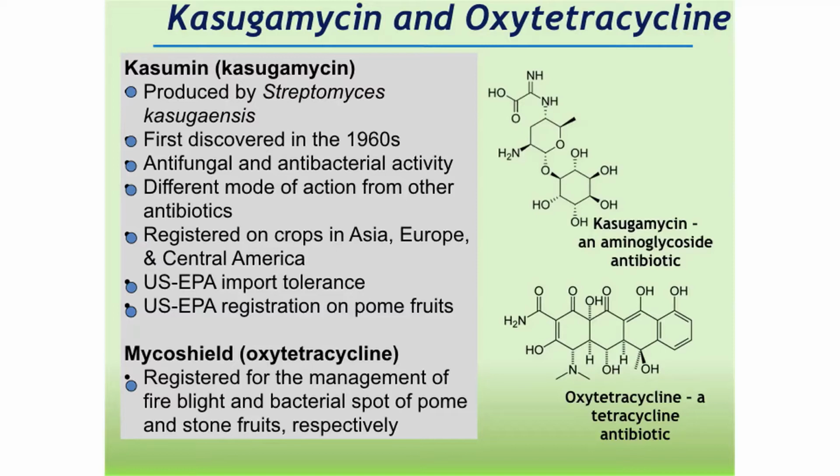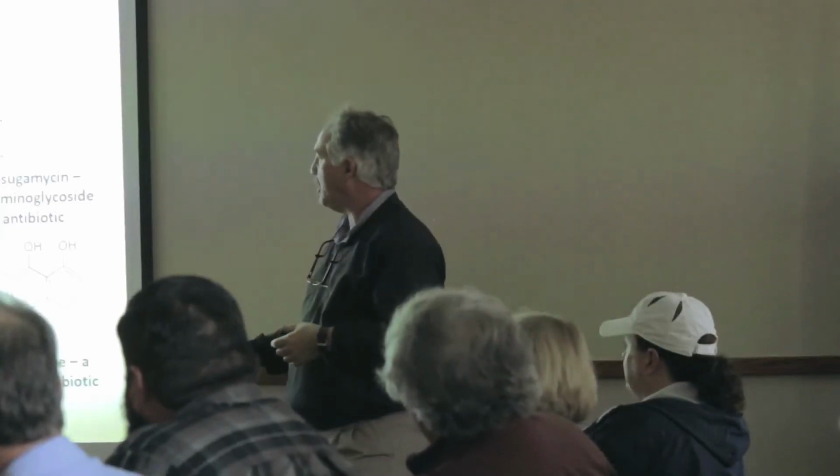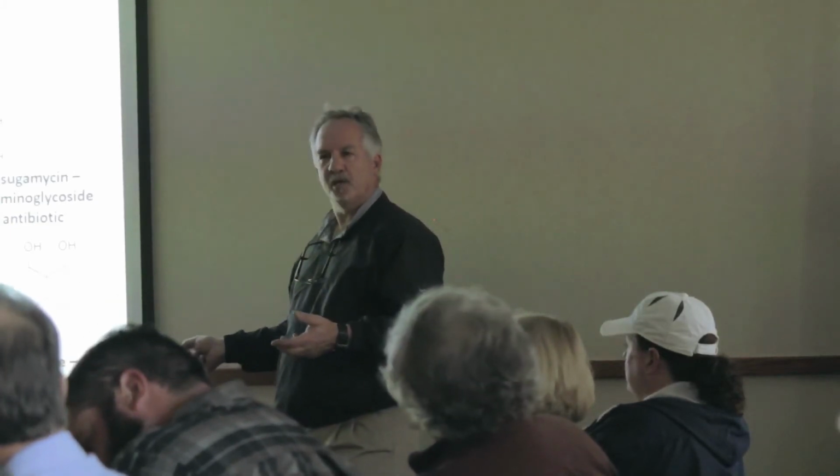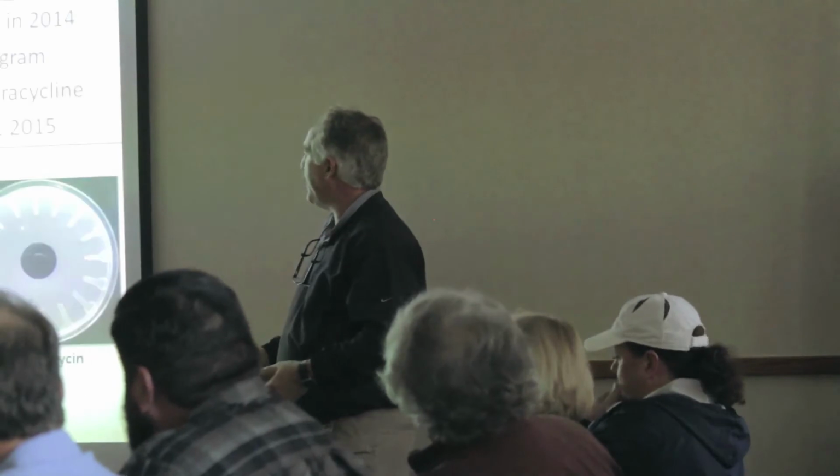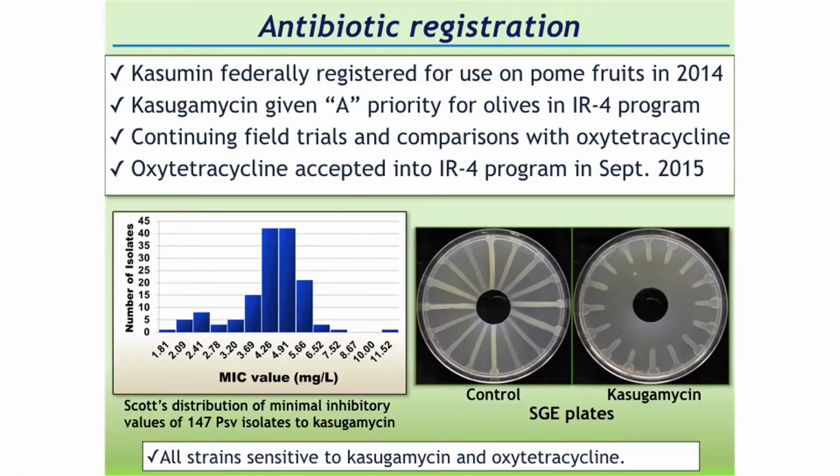And the good news is that we're not going to have any real issue with these things showing up in our crop. We've been able to register it on pome fruits. It's been registered in the US EPA now, Kasugamycin, and oxytetracycline has been registered on pome fruits since the 1970s. So there are precedents with other agricultural crops where there's registration of these, and we do have these things in process. So in 2014, we started with the IR4 A priority. That means it got into the system, and the residue studies are ongoing. And then just this past September 2015, oxytetracycline was accepted.